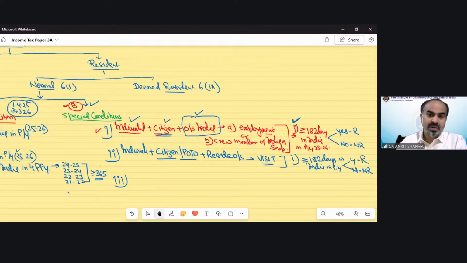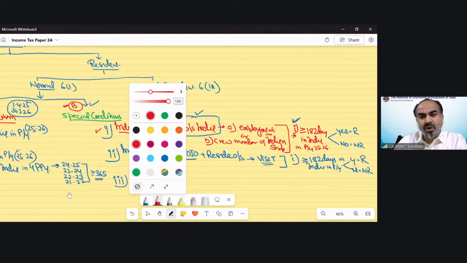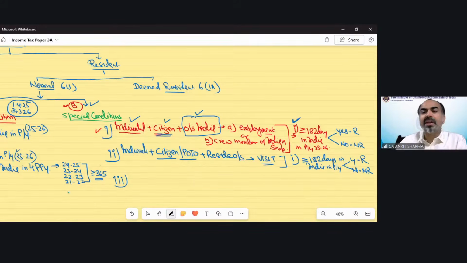So if you are an individual citizen going outside India for employment, or a crew member of an Indian ship, only the first condition is going to be checked. Same in the case of an individual citizen or person of Indian origin. This benefit is for both, whether you are a citizen of India or a person of Indian origin. You will be called a resident if you satisfy condition 1 only. Clear? Now condition number 3.